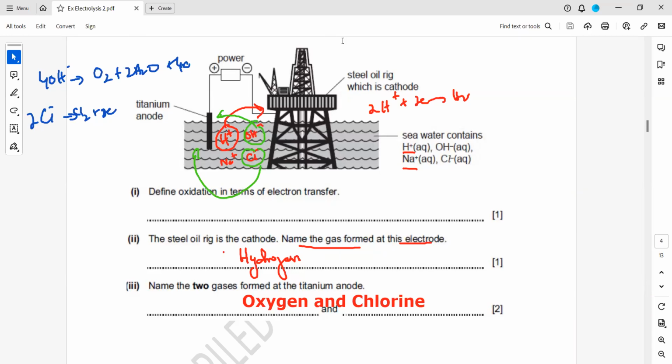The third part, the two gases which are formed. How do we know there are two gases? Because in the question it is mentioned that two gases are formed. So how can two gases be formed? If a hydroxide ion discharges, it will give off oxygen. If a chloride ion discharges, it will give off chlorine. So as a result, there will be two gases. Anyone having a doubt or a question in this part?